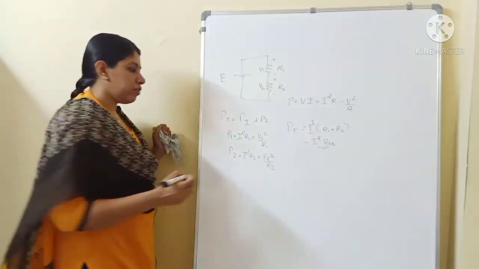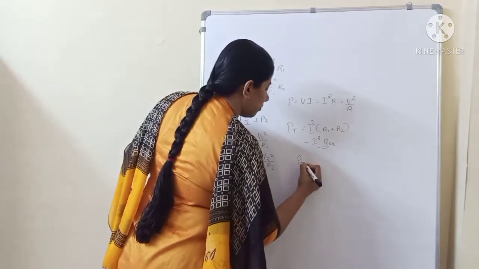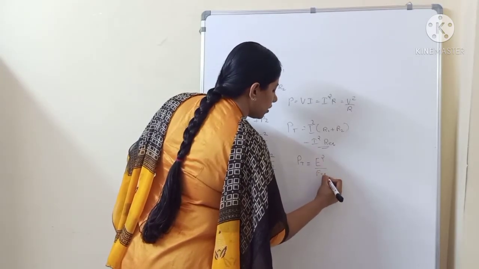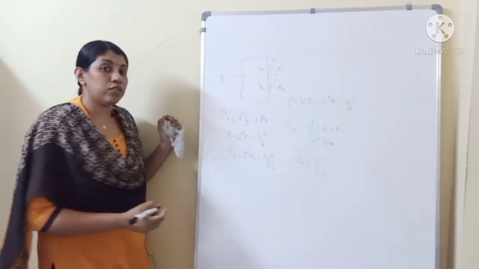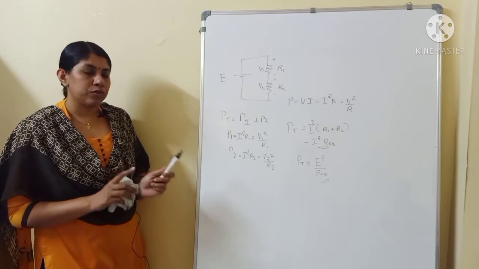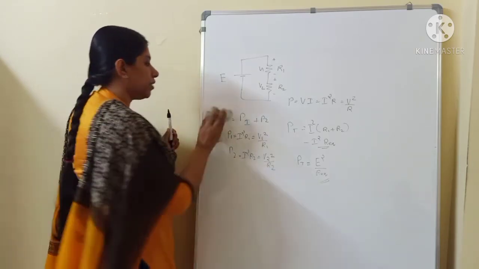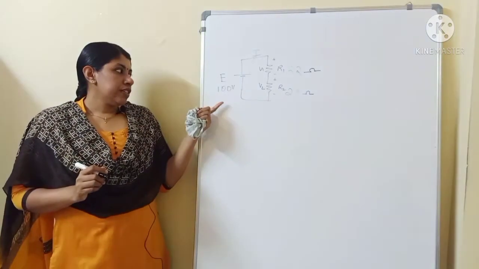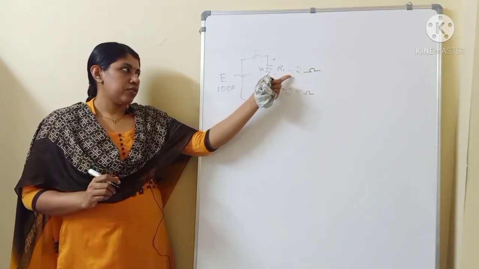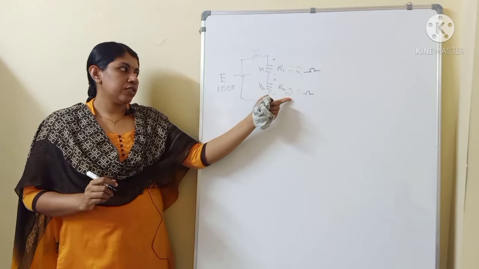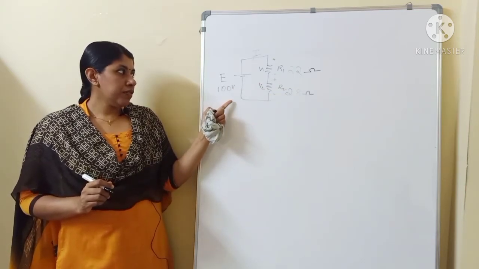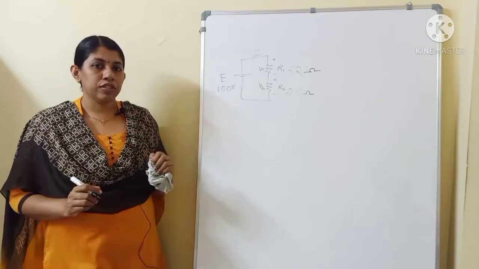Another equation for calculating the total power, relating voltage, is E squared by R equivalent. This can also be used to calculate the total power in a series circuit. Now we will do a small problem so that this concept will be very clear to you. We are given a circuit like this. The applied voltage is 100 volt. The individual resistances are R1 equal to 22 ohm and R2 equal to 28 ohm. We are asked to find the total power of the circuit.